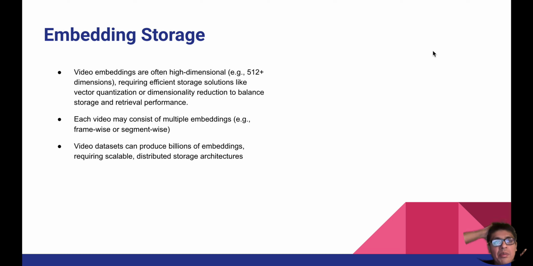Video data sets can produce billions of embeddings, requiring scalable distributed storage architectures, right? This is important because the amount of embeddings can be untenable, and we have to do something like dimensionality reduction to get rid of some of these embeddings. But we have to get rid of the right ones, otherwise the understanding part becomes distorted.